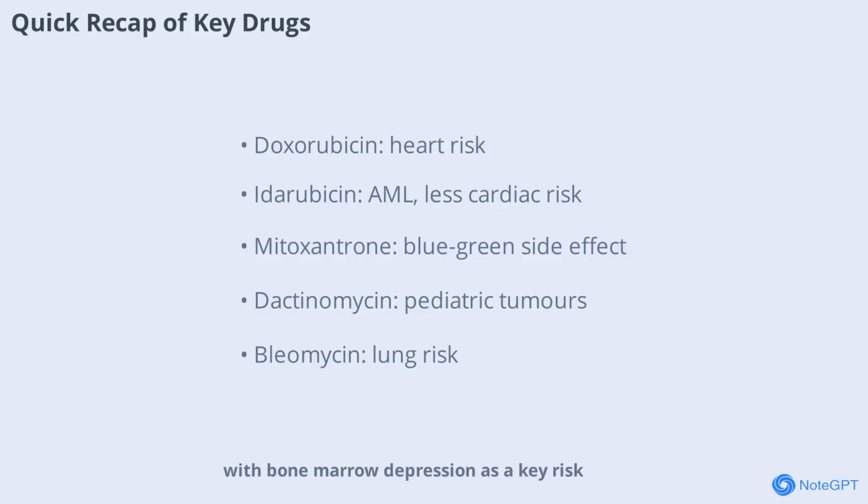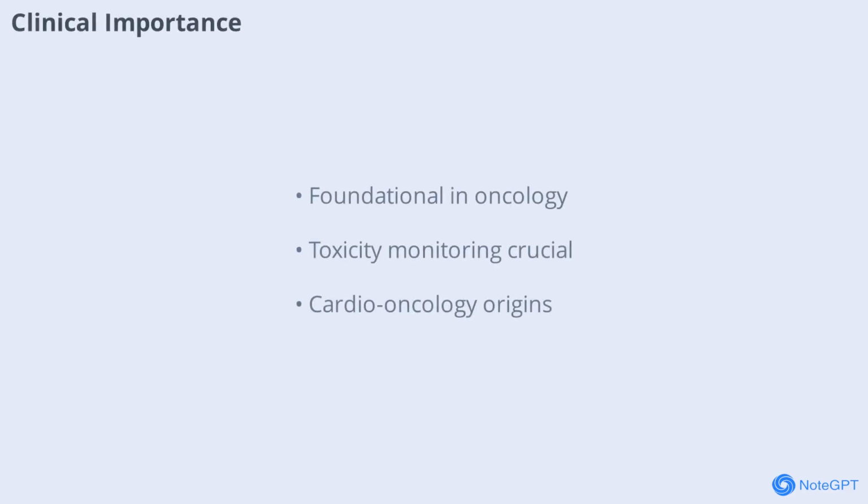Bleomycin is essential for testicular cancer with pulmonary fibrosis as the main concern. Mitomycin C is used for anal and bladder cancer with GI and marrow toxicity. Anti-tumor antibiotics have been foundational in oncology for decades.